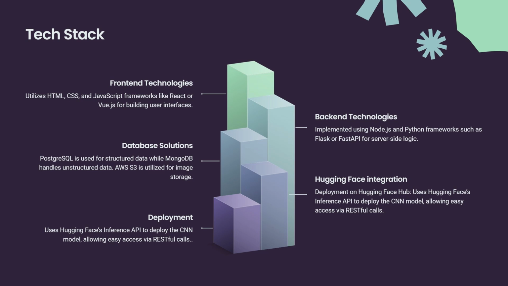Coming to the tech stack, we have the front-end technologies, which utilize HTML, CSS, and JavaScript frameworks like React or Vue.js for building user interfaces. In the backend technology, we implement Node.js and Python frameworks such as Flask or FastAPI for server-side logic. And then we have the database, which is a hybrid approach of PostgreSQL for structured data and MongoDB for unstructured data. And the Hugging Face integration. The CNN model is hosted on Hugging Face so that it can use the Inference API to deploy the CNN model, allowing easy access via RESTful calls. And then there's the deployment. The deployment uses the Hugging Face Inference API to deploy the CNN model, allowing easy access via RESTful calls.